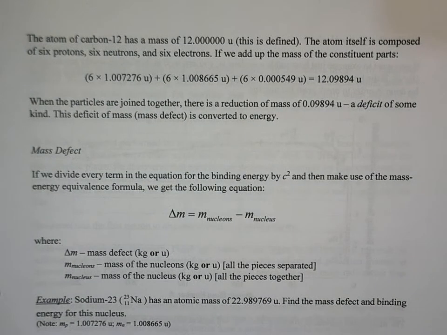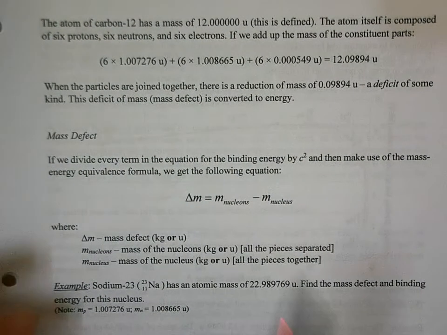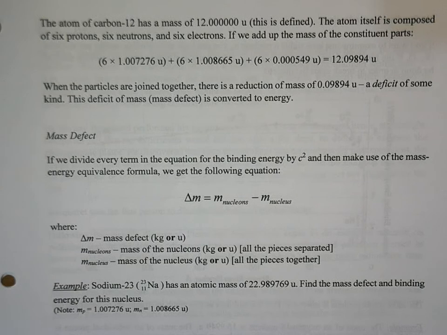So if we have carbon-12, its mass is defined as being exactly 12 u. That is how we get the atomic mass unit, because we know that the atomic mass unit is defined as exactly 1/12 of a carbon-12 atom. So a carbon-12 atom is going to have a mass of 12 u. So a carbon-12 atom is going to be made up of 6 protons, 6 neutrons, and 6 electrons.